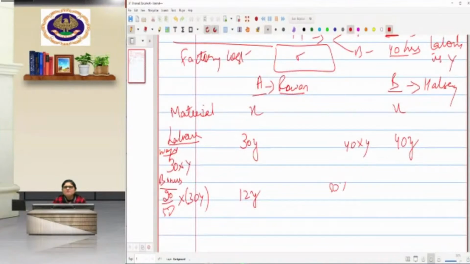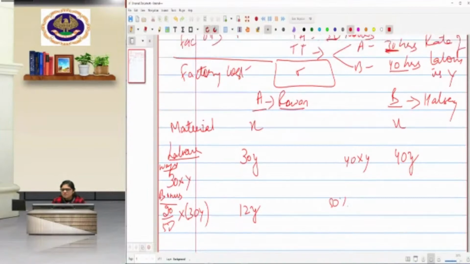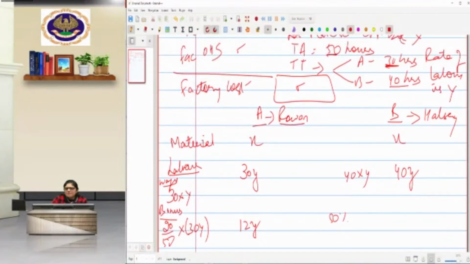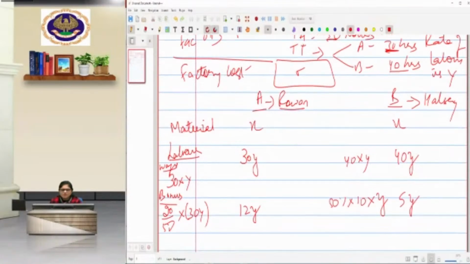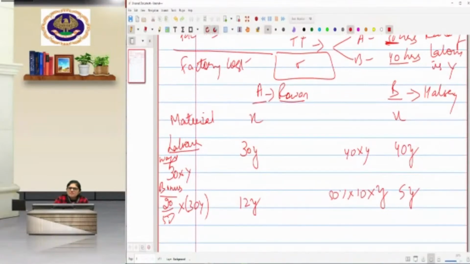50% of time saved. How much is the time saved in case of B? 50 hours is time allowed and B has taken 40 hours. So that means 10 hours. So 50% into 10 hours into the rate per hour. Rate per hour we don't know. So rate per hour is Y. Clear? So that means 5Y. So this is the equation we have made for the labor. 30Y is the basic wages for A, 40Y is the basic wages for B, 12Y is the bonus for A under Rowan plan, and 5Y is the bonus for B under Halsey plan.